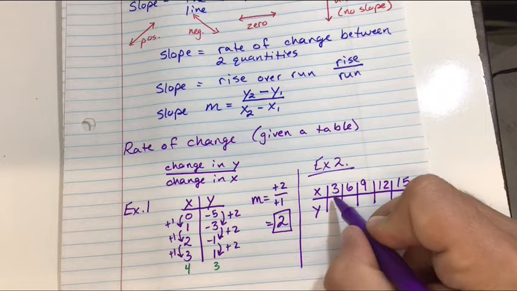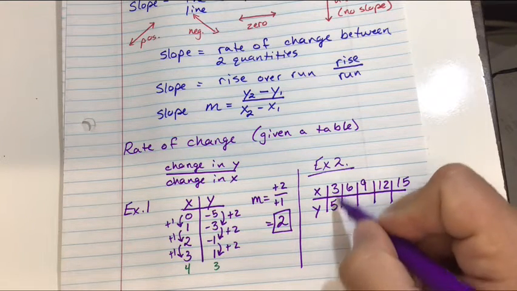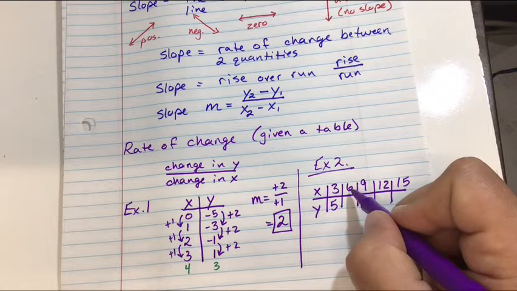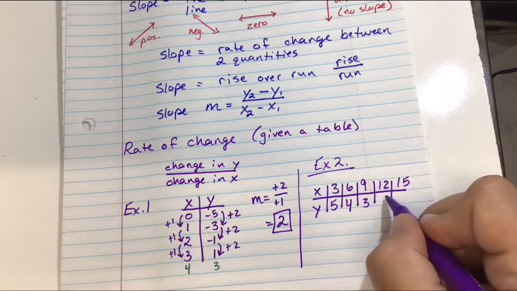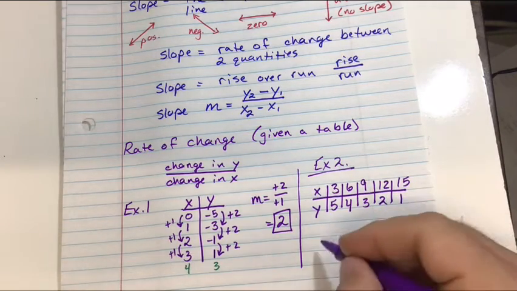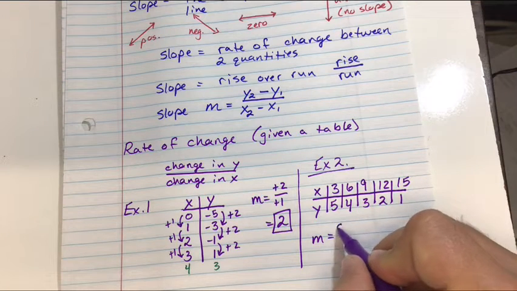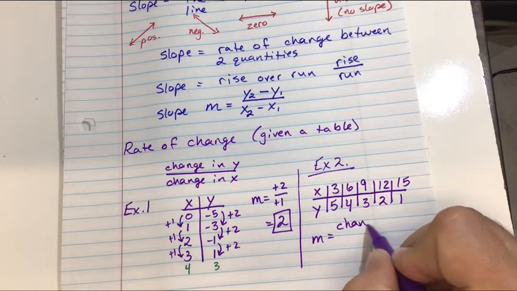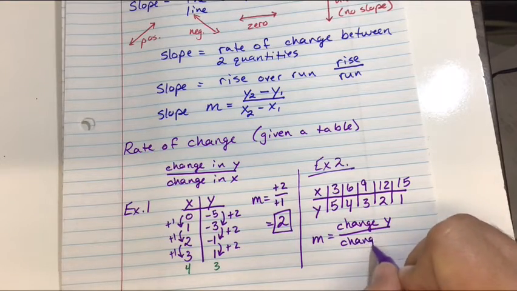I'm just making them up and showing you these examples that I've chosen ahead of time. And then the y values that correspond would be 5. That means when x is 3, y is 5. That would be a point, an ordered pair. When x is 6, y is 4. And then y goes to 3, then to 2, and then to 1. What I would like for you to do is to help me find that slope, or rate of change, meaning find the change in y over the change in x.